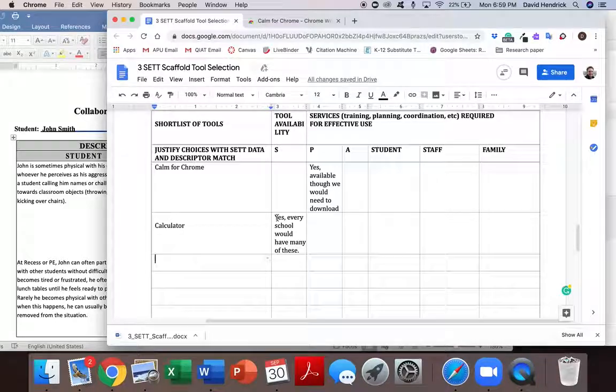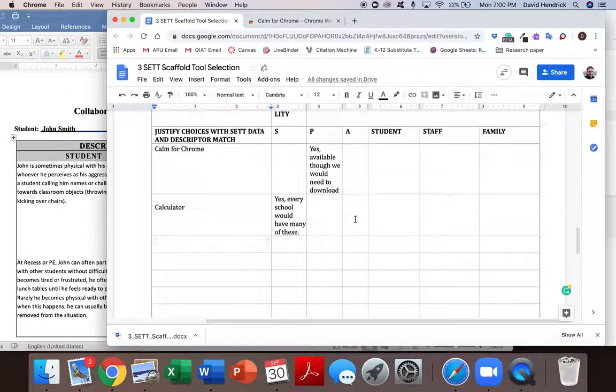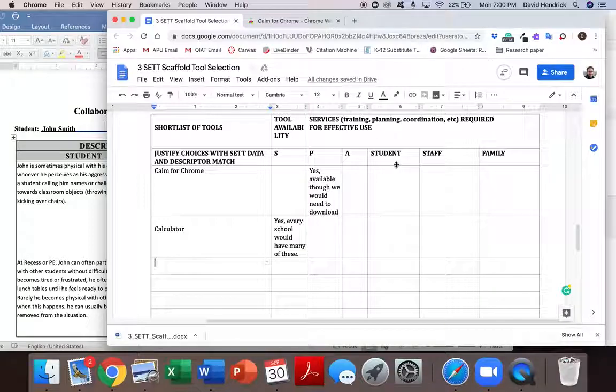Something that's obviously every school's going to have. Something that a school may not have but can be easily obtained. And something very specific, and we're going to have to go out and buy it for the student. Second part, for the training, we need to talk about if any of these categories need training. So for a calculator, actually for John's case, yes, John may need training on how to work a calculator. But for staff and family, no, widely known.